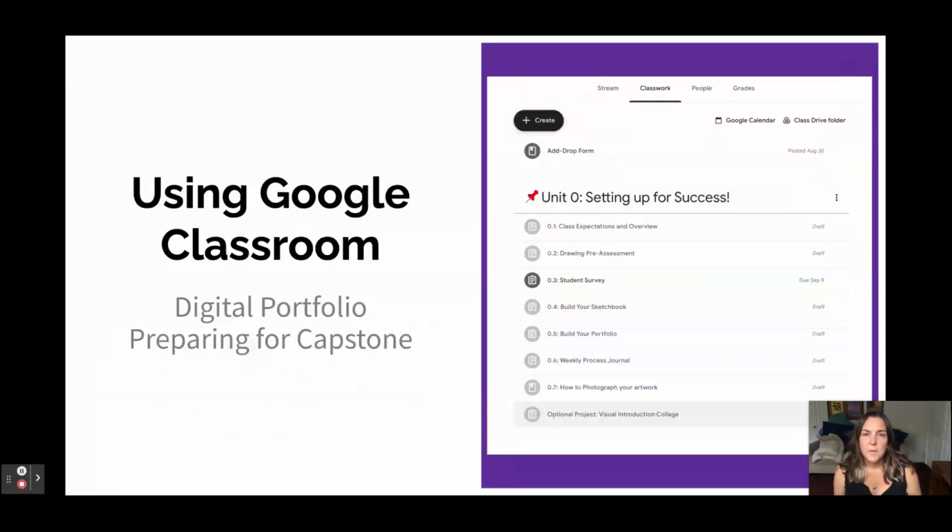On launch day, I will give you a printed unit guide handout to include in your sketchbook to help you keep track of your assignments, and I will upload all assignments for that unit to Google Classroom. Google Classroom is where you will find detailed explanations for each assignment.